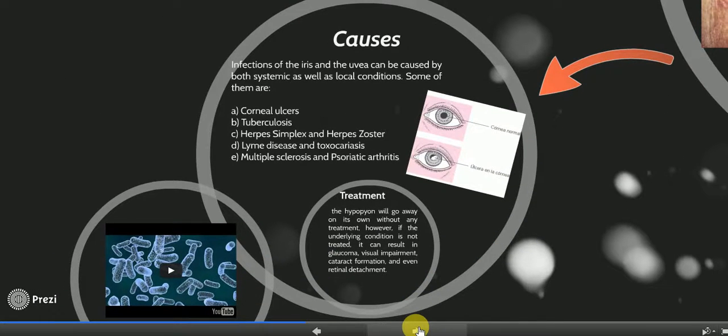The causes. Infections of the iris and the uvea can be caused by both systemic as well as local conditions. Some of them are corneal ulcers, tuberculosis, herpes simplex and herpes zoster, Lyme disease and toxoplasmosis, and multiple sclerosis and psoriatic arthritis.